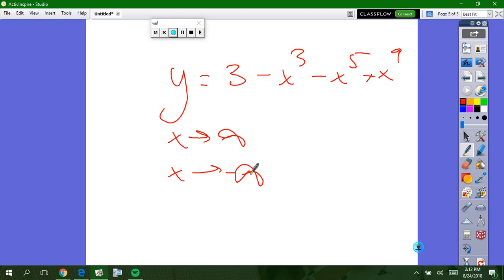What's the degree? The degree is 9. Okay, so that is an odd degree. What's my leading coefficient? 1. So that is a positive, right? So with your arms, really quick, 1, 2, 3. This way, right? Is everybody with me on that? As x goes to infinity, I will be going up. As x goes to negative infinity, I will be going down. So as x goes to infinity, what will y be doing? It will be going to infinity. As x goes to negative infinity, y will be going down, or negative infinity.